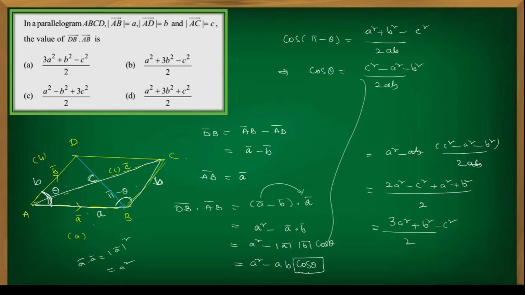So this is DB bar dot AB bar. DB bar dot AB bar is equal to 3A square plus B square minus C square by 2.